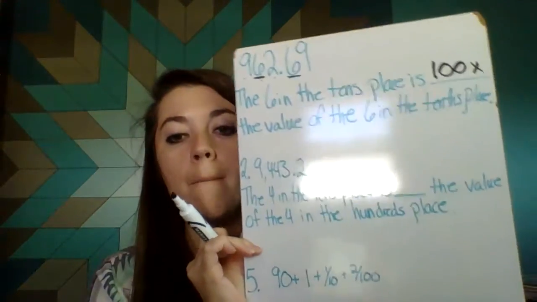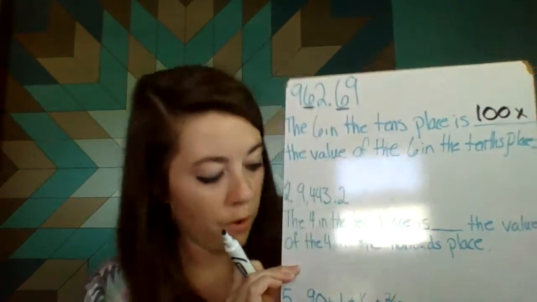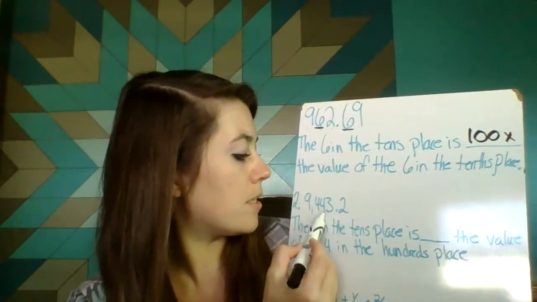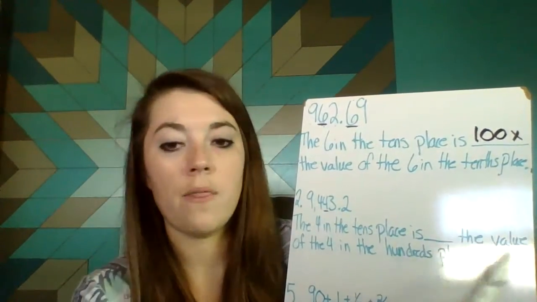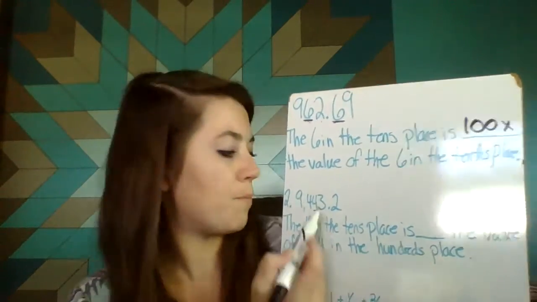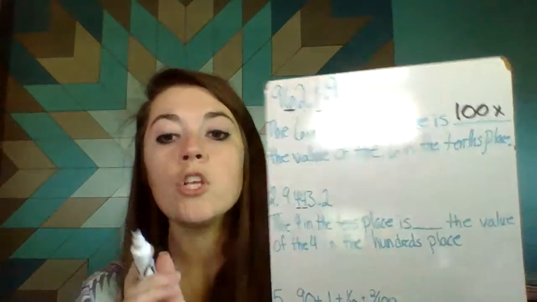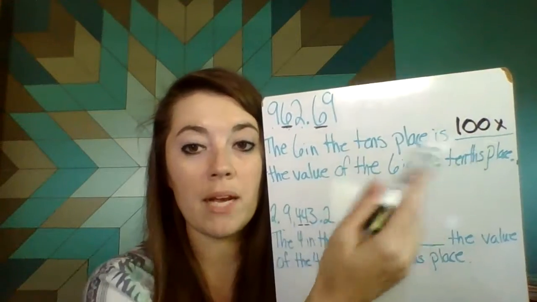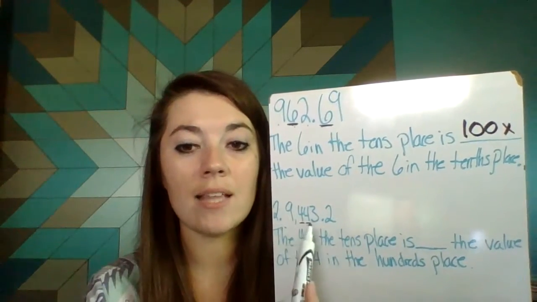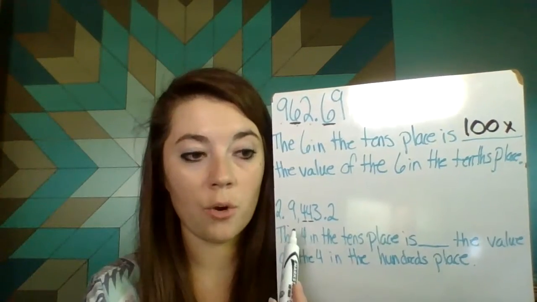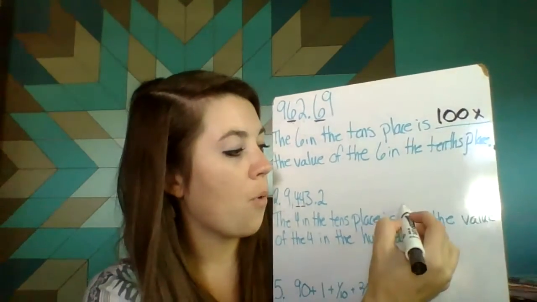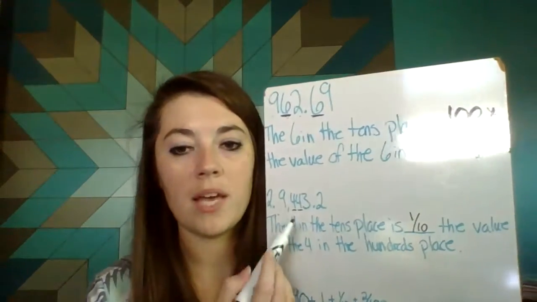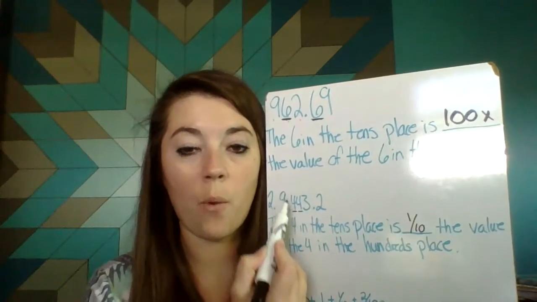All right, for number 2, we've got 9,443 and 2 tenths. The 4 in the tens place, so it's this 4 right here, is what the value of the 4 in the hundreds place? Oops. So that's this 4 here. You also have to be careful of the order that it's asking about them in, because sometimes it's going to be bigger, like this one was, but in this case they're saying the smaller one before the larger one, which means it's 1/10 the value, because it's 1 behind it.